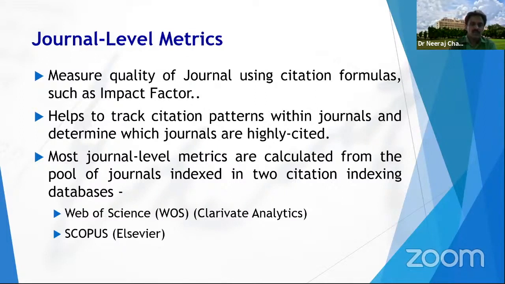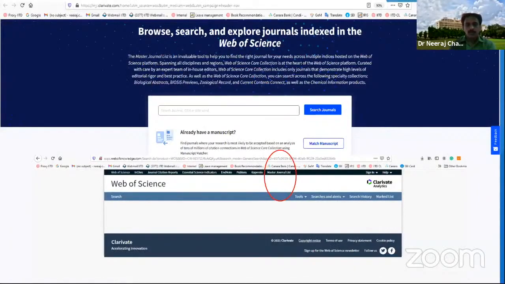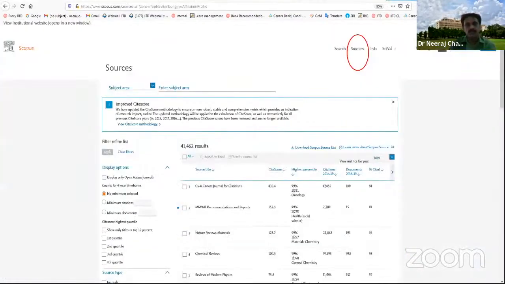Most of the journal level metrics are calculated from the pool of journals which are indexed in two citation databases. The first one is Web of Science, from Clarivate Analytics, and the other one is Scopus, which is from Elsevier. So you can see this screenshot from the Web of Science, from where you can see the Master Journal List. All the journals covered in Web of Science have an impact factor, and you can get that list of journals using this master list option if you are subscribing to Web of Science.